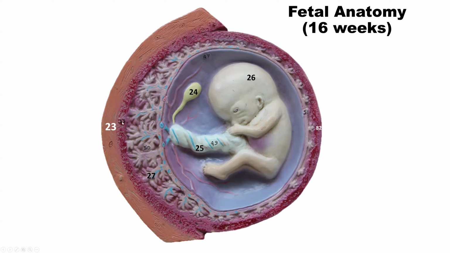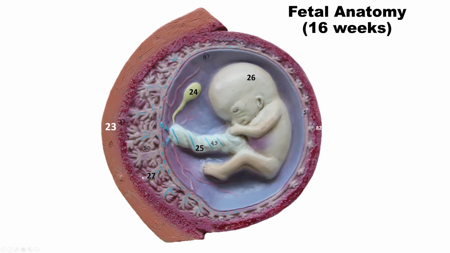Endometrium would be where that 33 is, and there are different parts of the endometrium. But 23 is myometrium. 24 is what? Yolk sac. Okay. Number 25 is what? Umbilical cord. 26 is just the fetus.